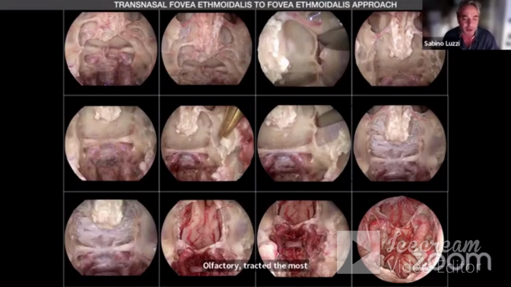Don't forget, for very young people, that these kinds of approaches are very invasive here. We must reconstruct with free flaps or vascularized pedicle flaps, and we also lose olfaction with this approach. So these approaches are commonly and usually indicated in people that have already lost olfaction, for example, in case of a very huge anterior cranial fossa meningioma, midline olfactory groove or planum sphenoidale meningioma here.